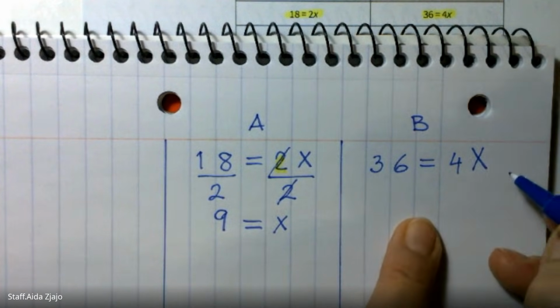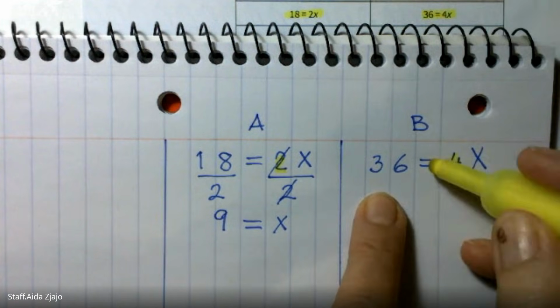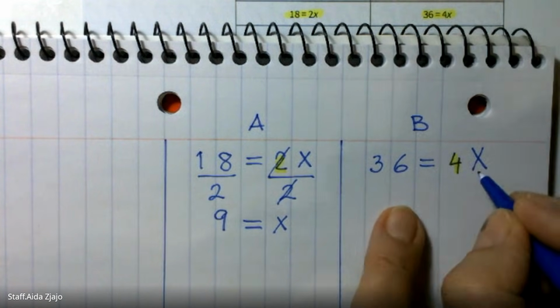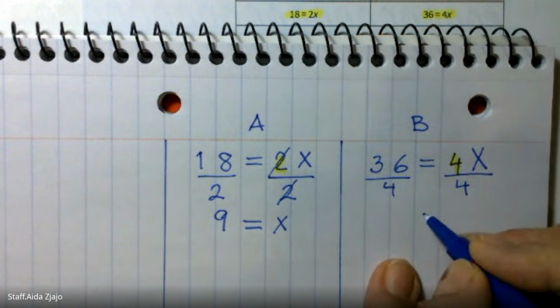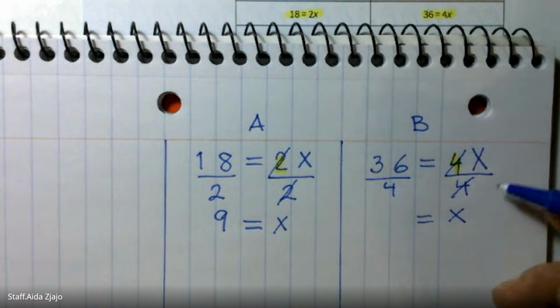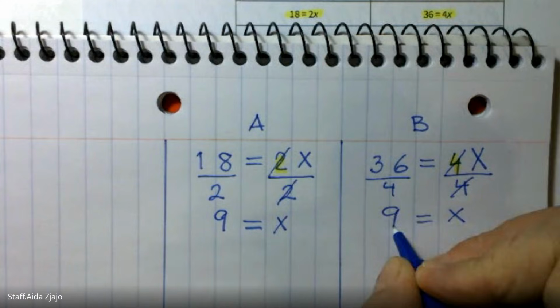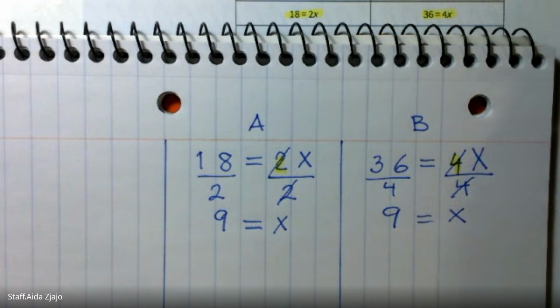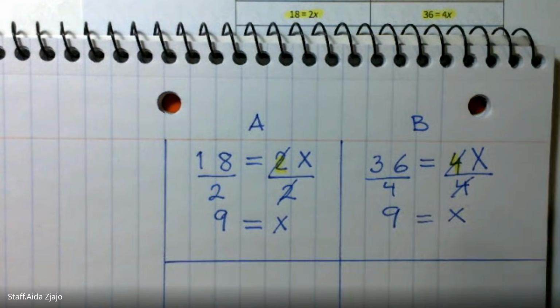Let's see how this one is. 4x, the coefficient is 4. 4x is the same as 36. So if I divide both sides by 4, I will get 1x. 4 divided by 4 is 1. 1 times x is x. 36 divided by 4 is 9, because 9 times 4 is 36. So we figured out that both sides are 9, and then we are okay. So that would be the one problem.